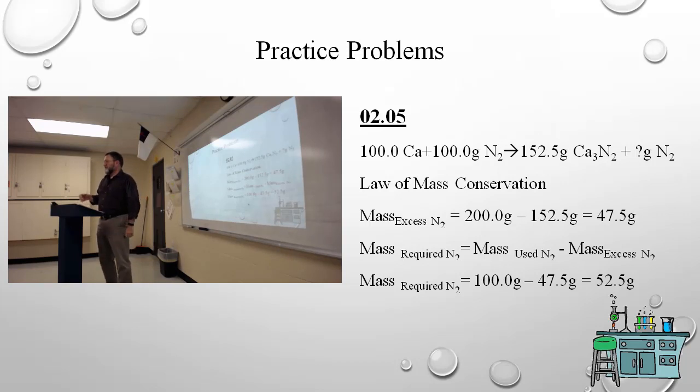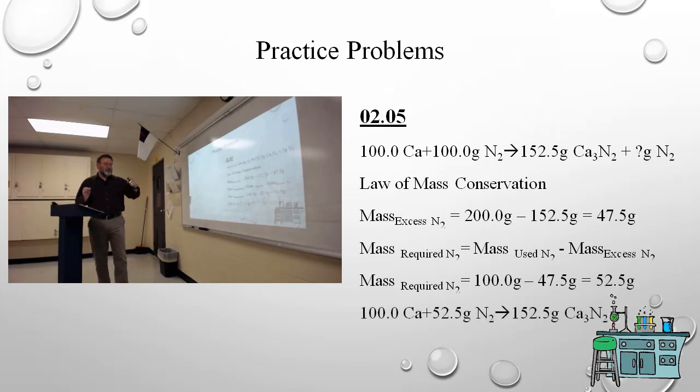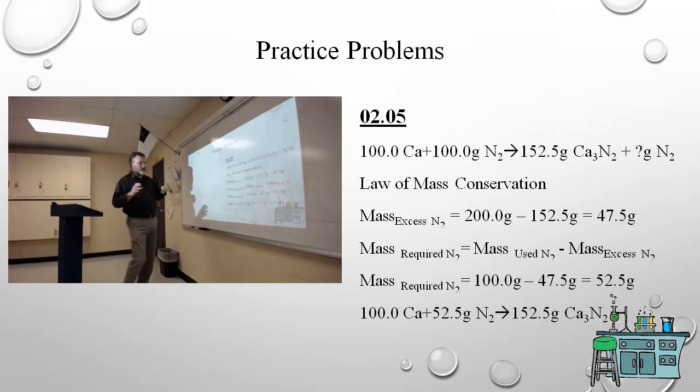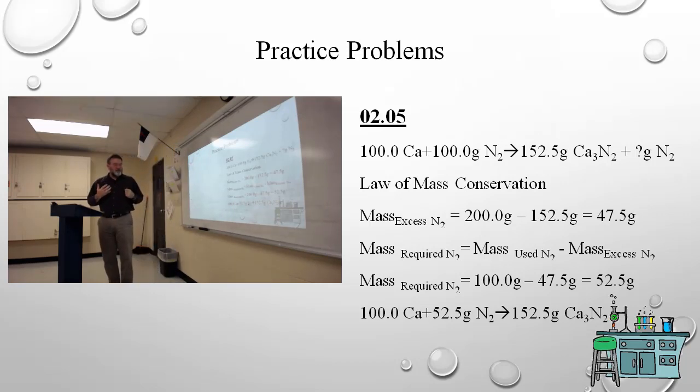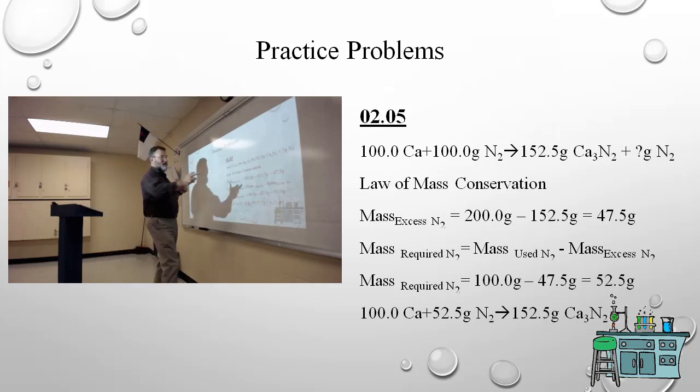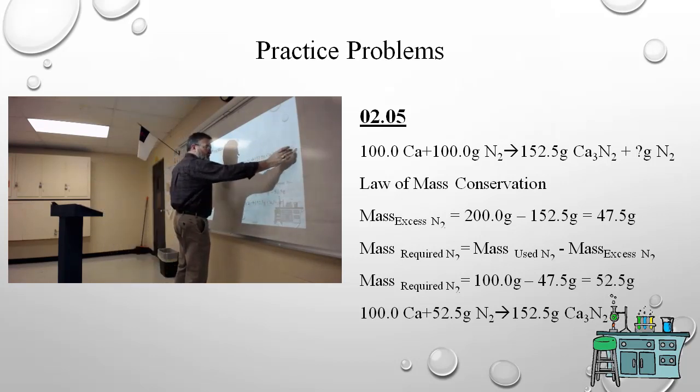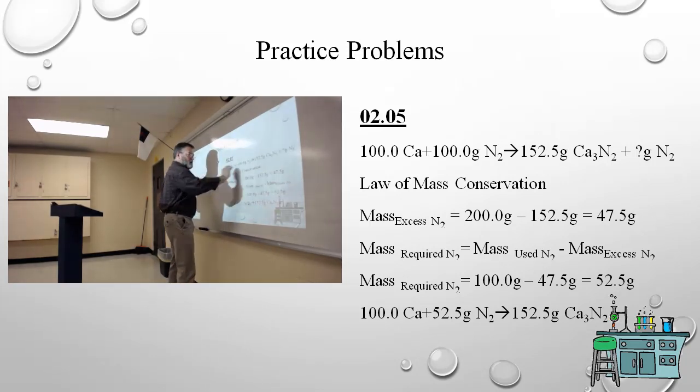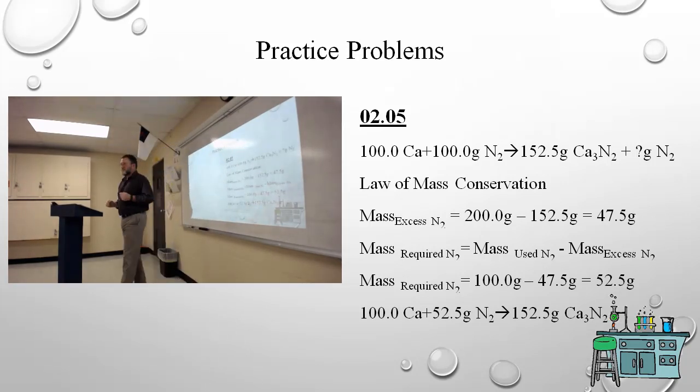52.5. Okay, now we're going to carry that down and say that we should be 100 grams of calcium then. Forgot the grams, apologize. Unitless number. But 100 grams of calcium and 52.5 grams of nitrogen then produces 152.5 grams of calcium nitride. Okay. Again, this amount of product stays the same. If we just remove the excess from the original, the numbers are going to work out correctly. 100 plus 52.5 is 152.5. Boom, it works, the law of mass conservation.